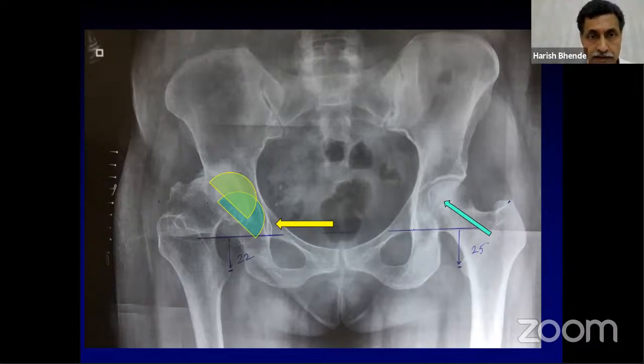Now, it doesn't have to be like that. If you calculate from your templating that, okay, I have to increase my offset, not reduce it, then you may end up using a different implant company, because you may use an implant company which may not have the option of a higher offset implant. And if you don't realize that this is an anteverted hip, as you can see in the previous X-ray, you may end up thinking that it has very small offset, but that's not the real case.